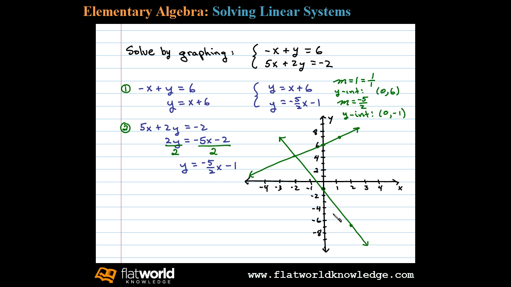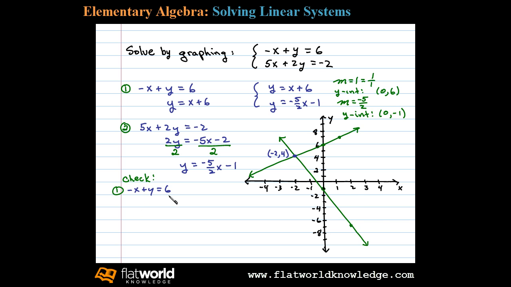After graphing both lines on the same set of axes, we can determine the solution by finding the point of intersection. In this case, the intersection appears to be the point (negative 2, 4). Now we should check that. Let's make sure (negative 2, 4) satisfies both of the equations.